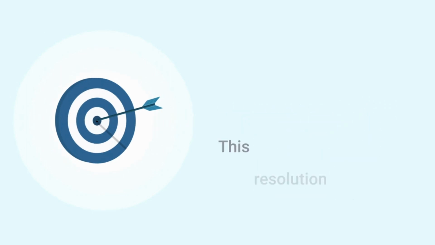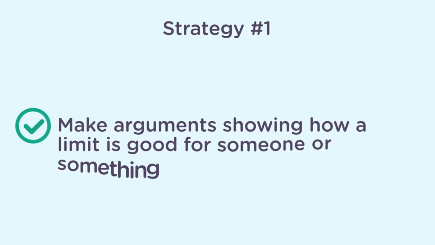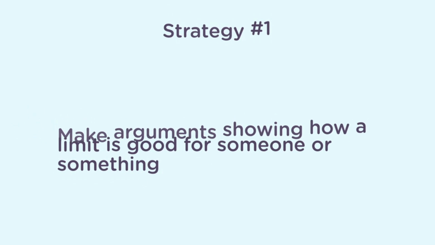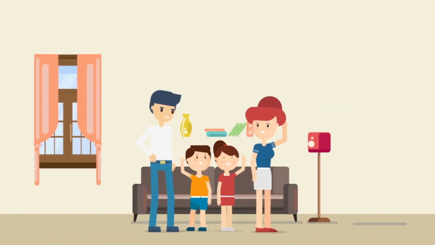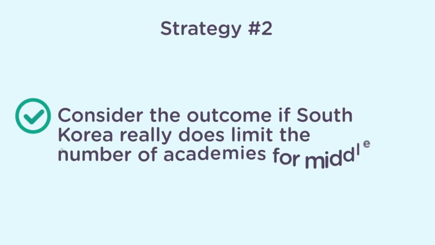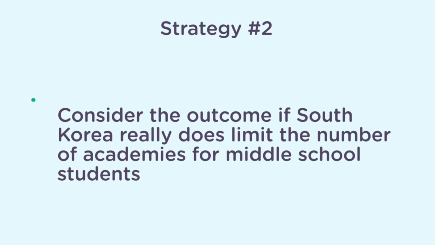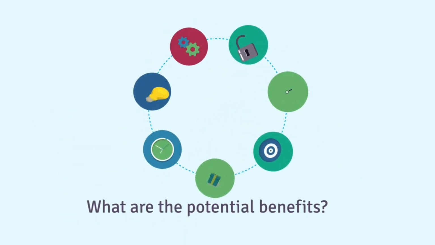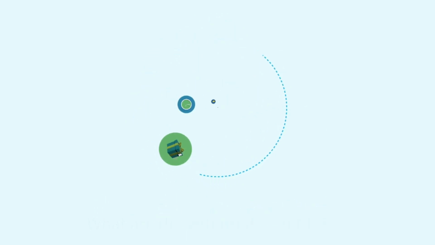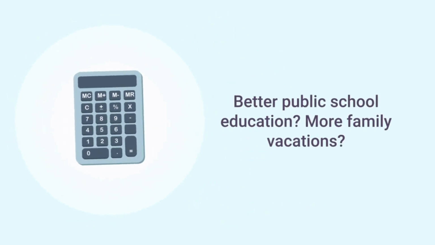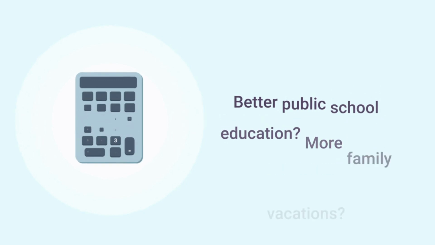One strategy could be to make two arguments showing how limiting the number of academies is good for someone or something. An example could be for the student's mental health and family income. Another strategy could be to consider the outcome if we do limit the number of academies. If we limit the number of academies, what are two benefits that can happen? Maybe public schools will get better with less pressure from the private education sector. Maybe Koreans will go on more vacations with their family when there aren't academies on the weekends.